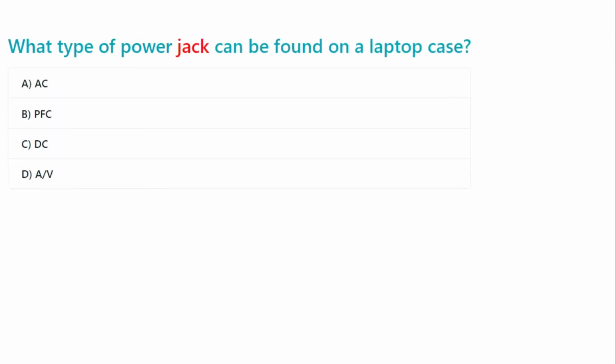What type of power jack can be found on a laptop case? A. AC. B. PFC. C. DC. D. A/V. The correct answer is C. DC.